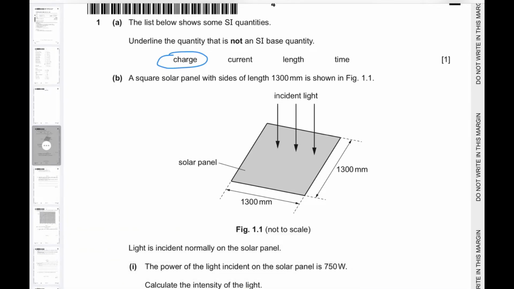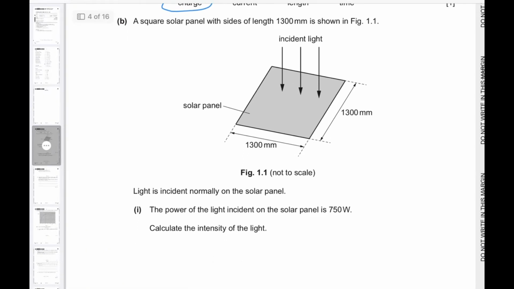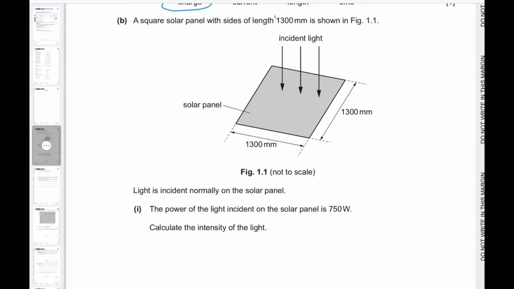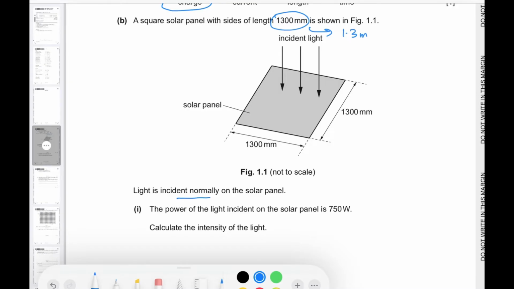B, a square solar panel with sides of length 1300 millimeters. Right away we'll convert this to meter, which will be 1.3. So this panel is shown in figure 1.1. Light is incident normally on the solar panel. Incident normally meaning at right angles or at 90 degrees.